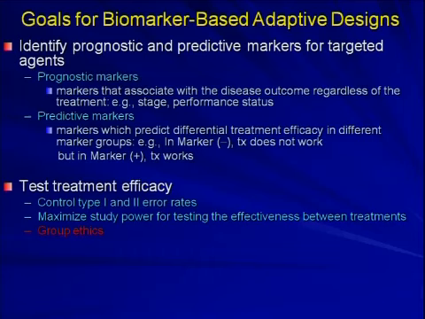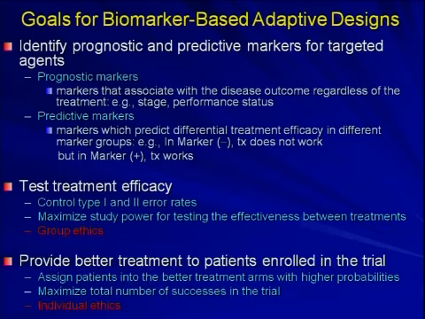The second goal is to test the treatment efficacy. And as you also heard this morning from Andy, even in a Bayesian design we want to control type 1 and type 2 error rates, to have desirable operating characteristics. We like to maximize the study power to test for effectiveness of the treatments. In a way, this is called group ethics.